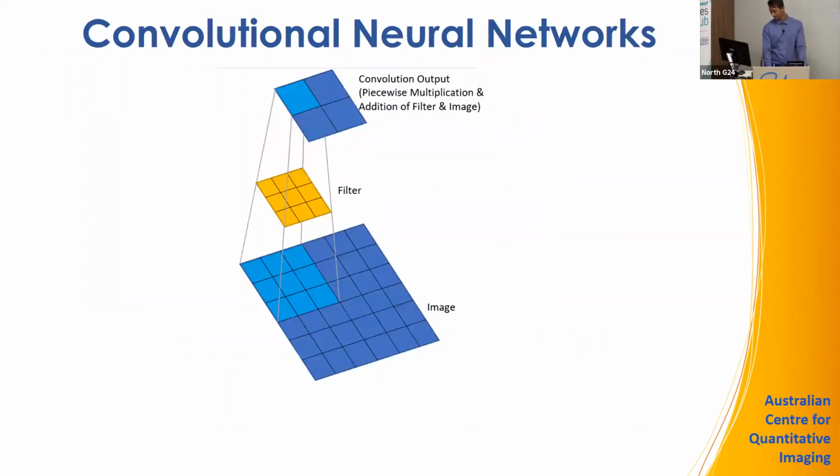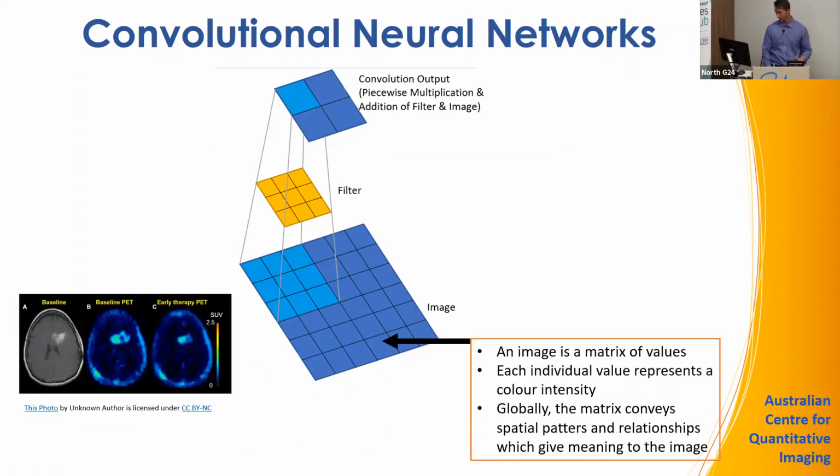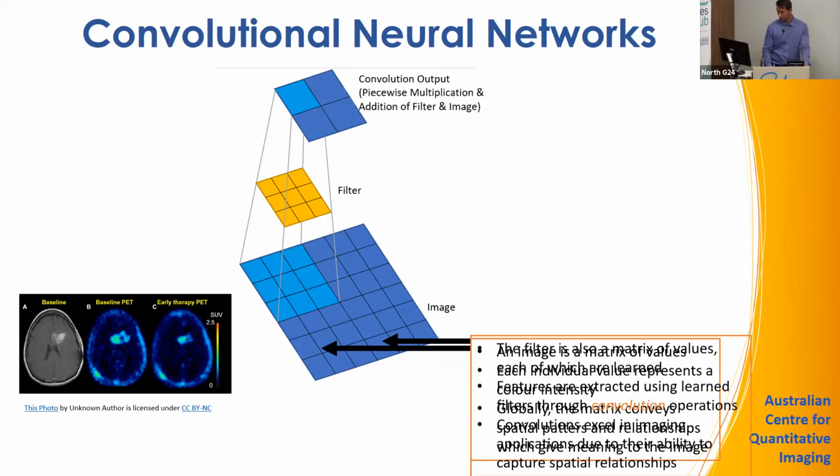So how does this happen? I think it's useful to understand how a convolutional neural network is built, and then also how it extracts features from an image. So in this example, we may have an image of a brain as depicted on the left-hand side. And we know that an image is basically a matrix of values, and each value represents a color intensity that corresponds to a real-world phenomena, for example, density in a CT image. And globally, the matrix conveys spatial patterns in relationships, which give meaning to the image.